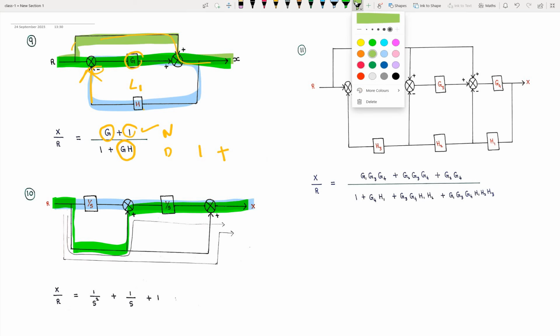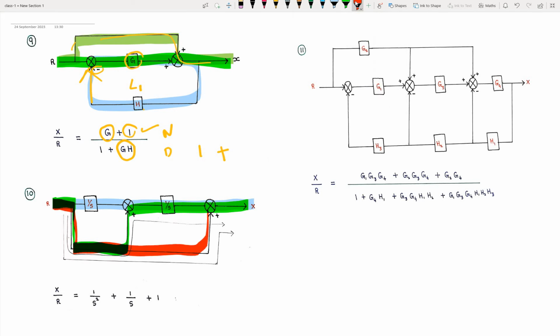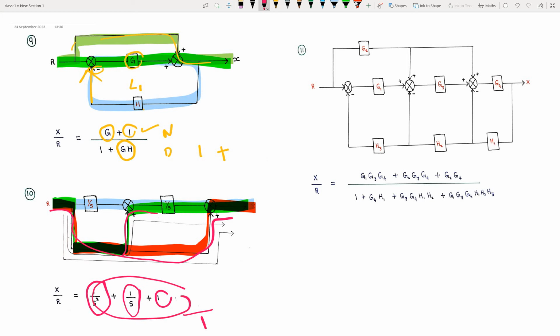Let me use a different pen, let me use red. So one more is this forward path. So we have three forward paths here. Let me write it. In one forward path, you have 1 upon s, so 1 over s squared. In the next forward path, we have only 1 by s, so I wrote here 1 by s. In the other forward path, we don't have anything, so only 1. In the denominator, we have just 1, since there are no feedback paths, there is only a numerator term.